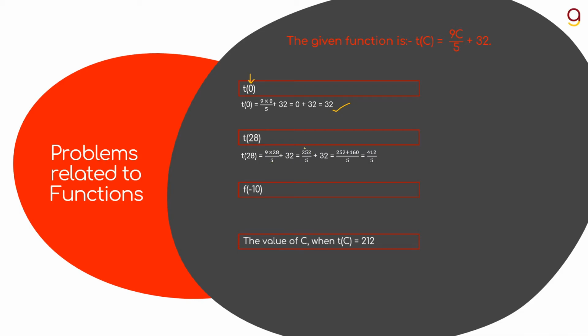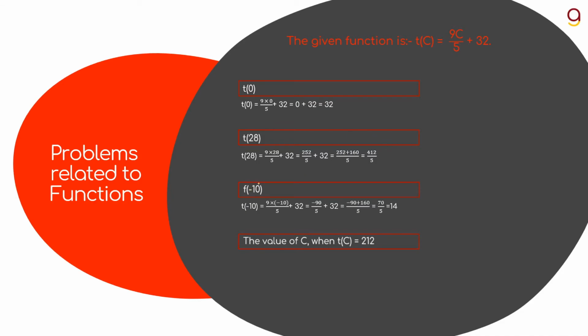9 times 28 will give us 252 divided by 5 plus 32. Now, on taking the LCM as 5, we get 252 plus 160 in the numerator divided by 5, which will give us 412 divided by 5. Next, let's see the third one.